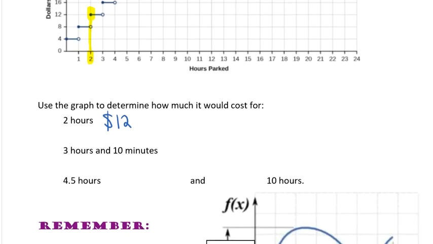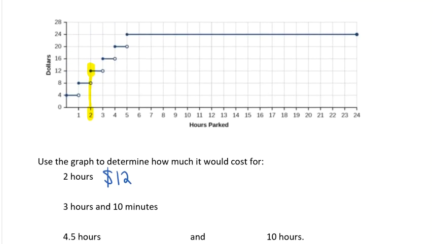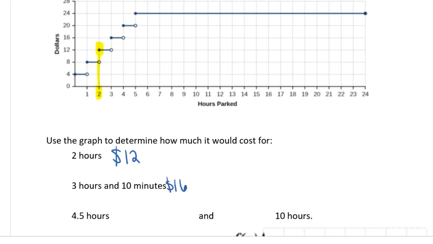Go ahead and try the other 3 problems here. So we have 3 hours and 10 minutes, 4.5 hours, and 10 hours. So take a moment and find those values. It's okay to pause the video. All right. So at 3 hours and 10 minutes, it would cost $16. 4.5 hours is going to be $20. And 10 hours is going to be $24.